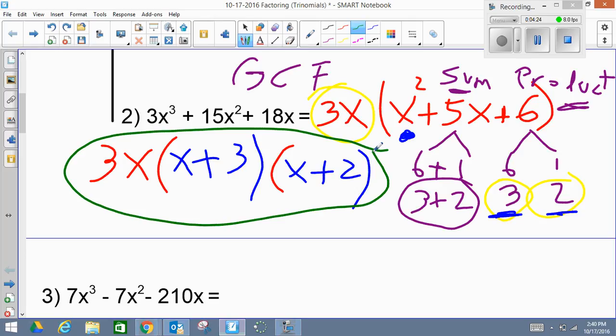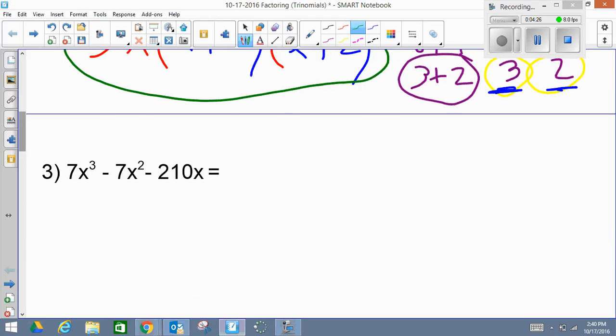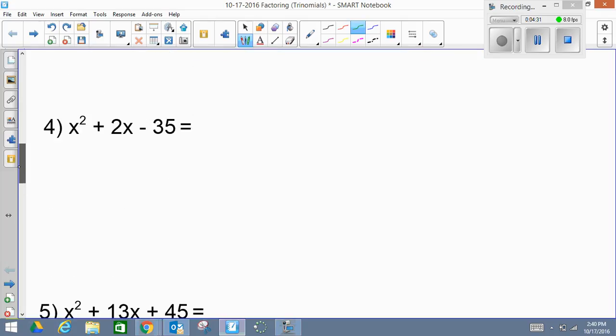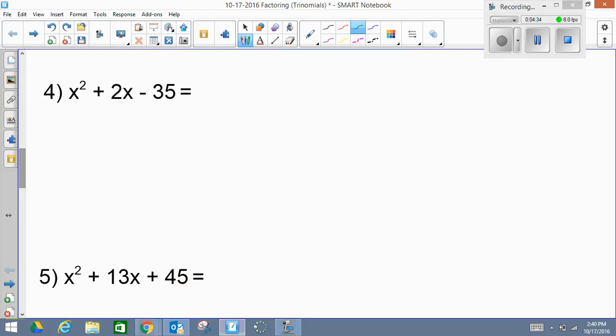Okay, all right. What I'm going to do is do easy ones first. So I'm going to scroll down to number 4 and 5, just to get the point across. Again, this is a trinomial because I have 3 terms: 1, 2, and 3. There's no coefficient in front of the x squared, so my coefficient is 1. So the way that I'm factoring is when there's no coefficient in front of the x squared: I'm going to do product and sum. My product has to be negative 35. My sum has to be 2.